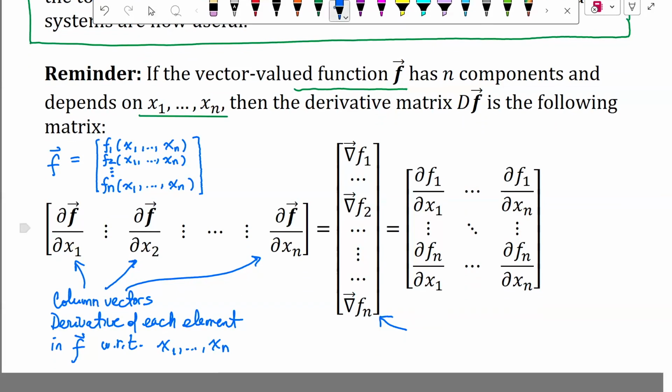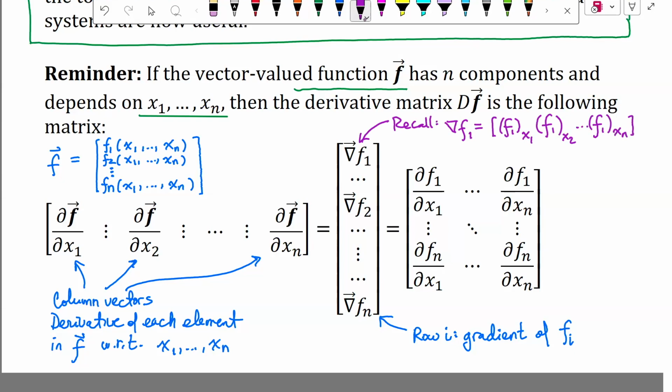We can also think of this in terms of rows, where each row of the Jacobian matrix is the gradient of the ith element of vector function f. Finally, we can also just think of the Jacobian as the following n by n matrix. Whichever perspective helps you remember this the best is the one you should hang on to. Let's go to the next page now and look at an example of how to make use of the Jacobian to determine the stability of the equilibrium points in a system.